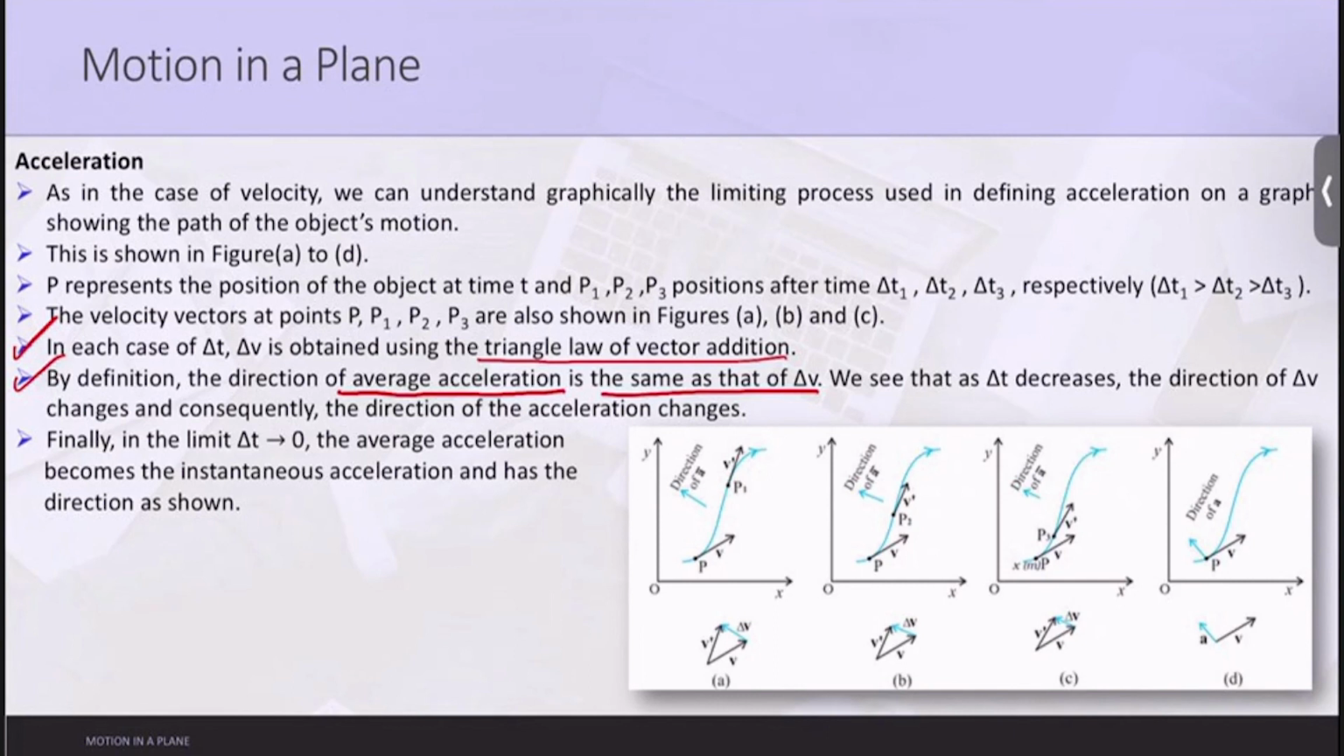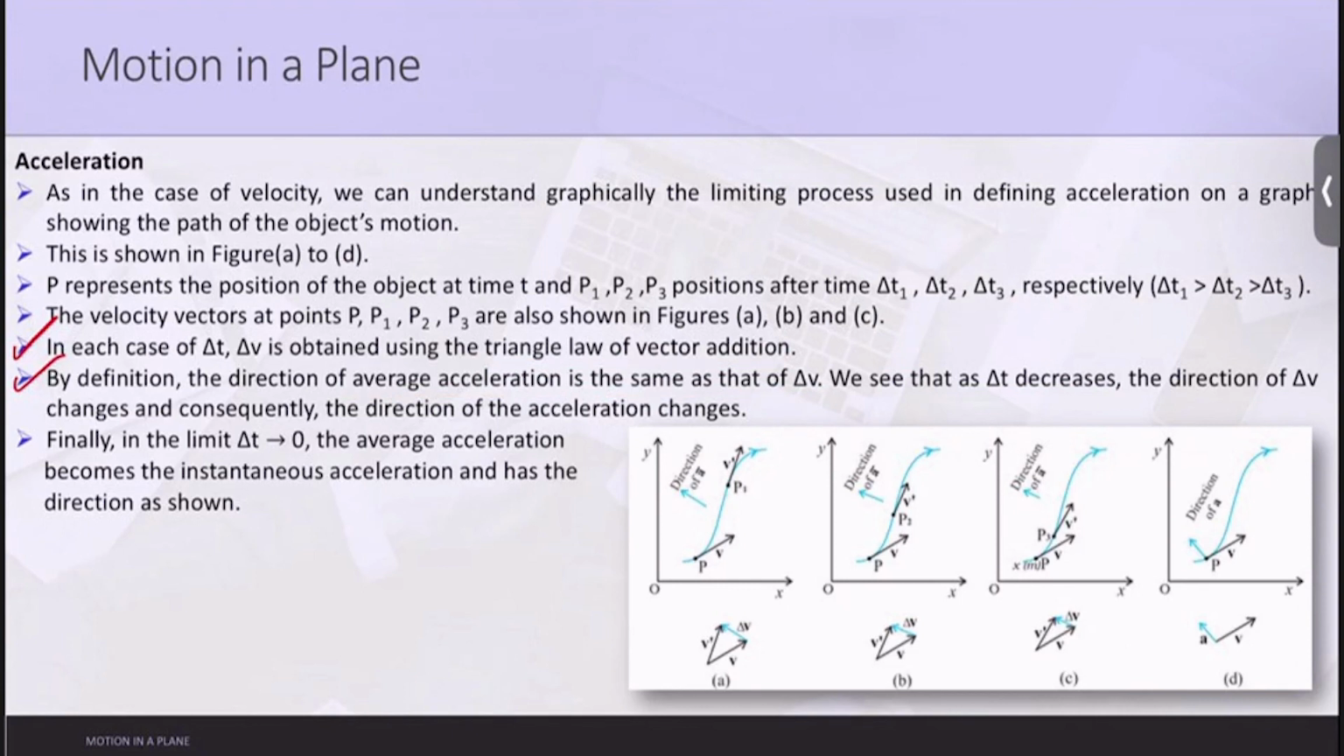Why? Because delta t is a scalar, and it is only multiplied or divided by a factor, so it does not change the direction. It just changes the magnitude of the vector. So we see that as delta t decreases, the direction of delta v changes. As you can see, the direction of delta v keeps on changing. It cannot be seen very clearly here, but at a very magnified stage it is easy to observe. So the direction of delta v changes, and consequently the direction of acceleration also changes.